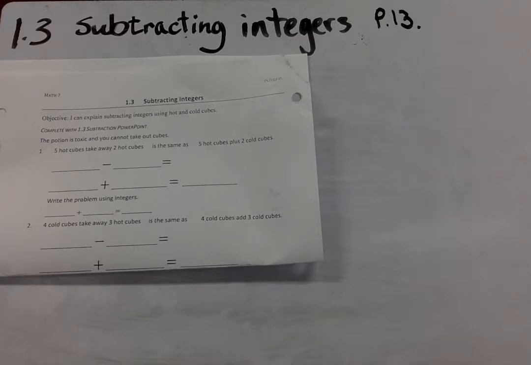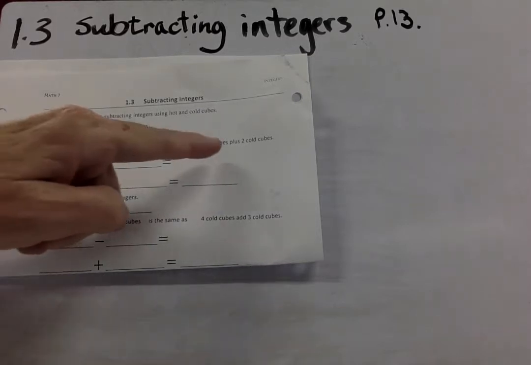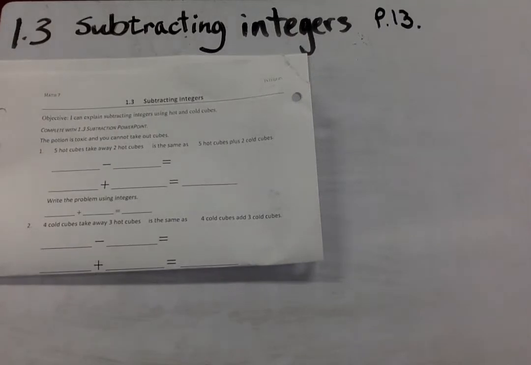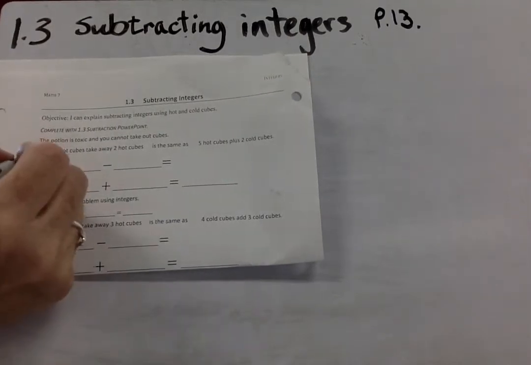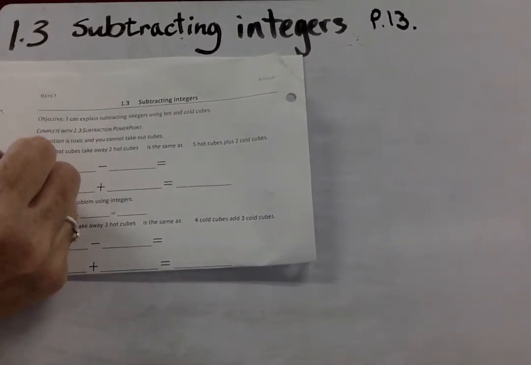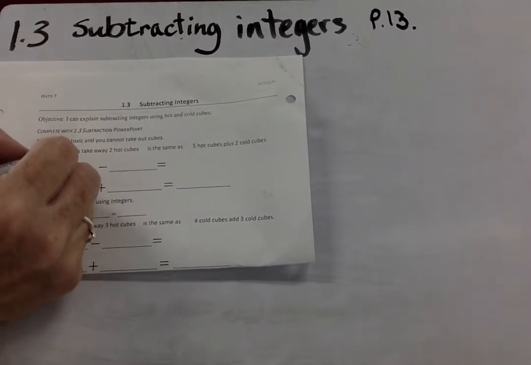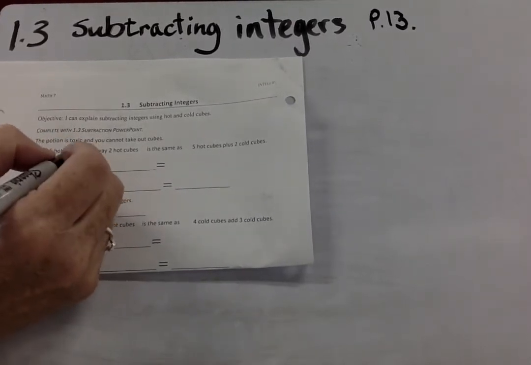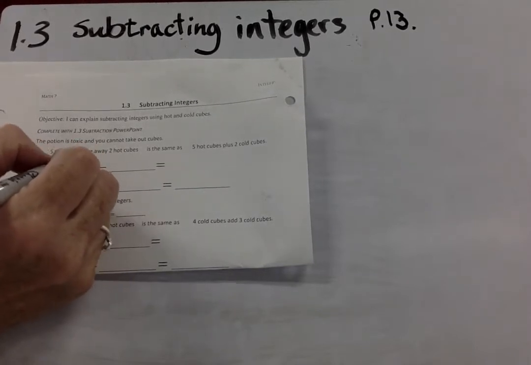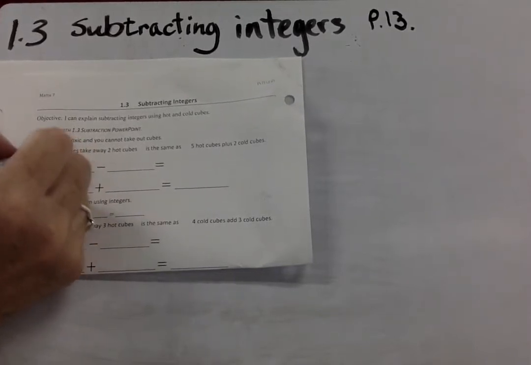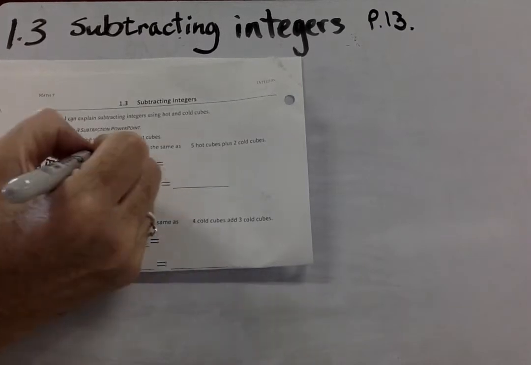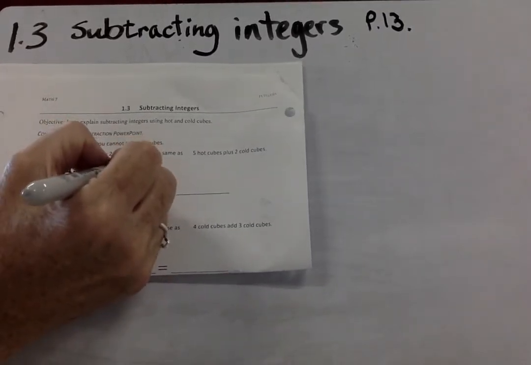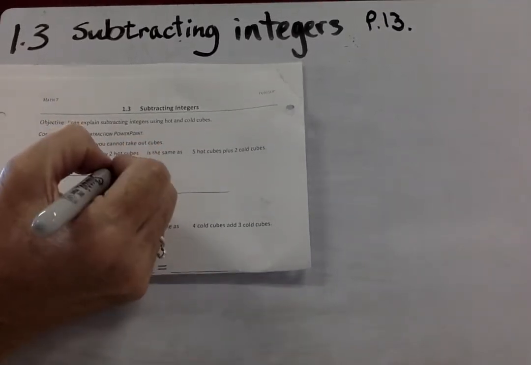So 5 hot cubes take away 2 hot cubes is the same as 5 hot cubes plus 2 cold cubes. So right here, we can draw 5 hot cubes, and these are all plus because they're all hot. Take away 2 cold cubes.